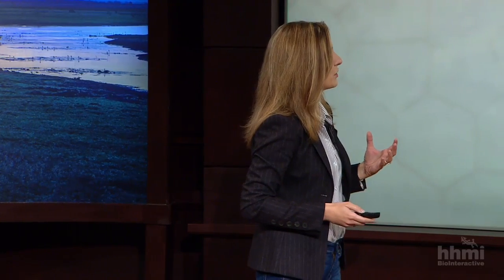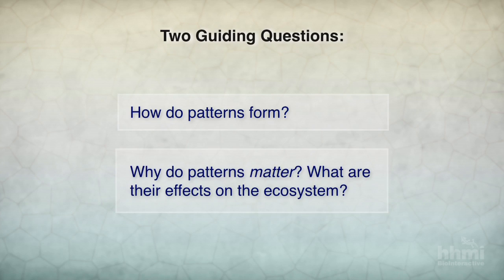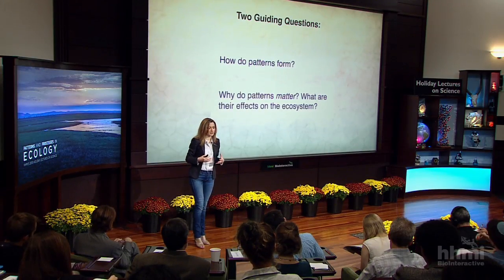So there will be basically two questions that are driving this entire lecture. The first one is, how do patterns form? So what are the mechanisms? What are the processes that lead to pattern? And the second one is, why do patterns matter? In other words, what are their effects on the ecosystem? Are patterns just kind of pretty, or do they have some sort of meaning for the rest of the ecosystem?